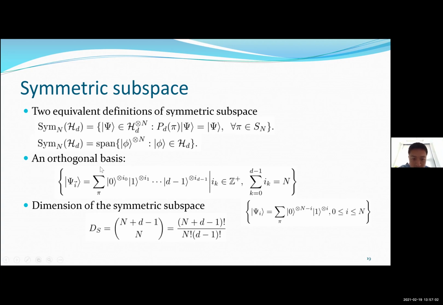So if you look at this state, now let's count the number of basis states. Because the summation of all the Ik equals m, and the Ik should be greater than or equal to 0, a natural number, we can quickly see that the dimension of this symmetric subspace is m plus d minus 1 choose m, right? So it's this one. All right, so that's the dimension of the symmetric subspace. So we expect that we can do better in this way.